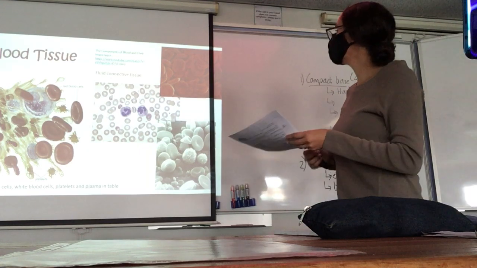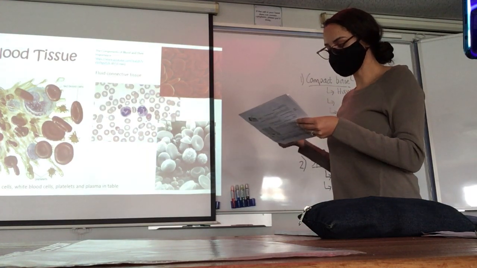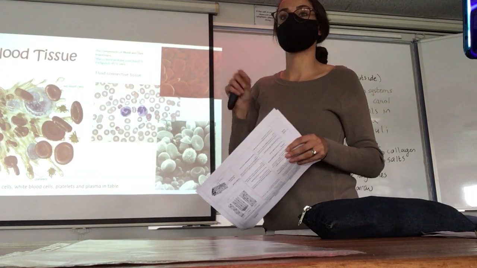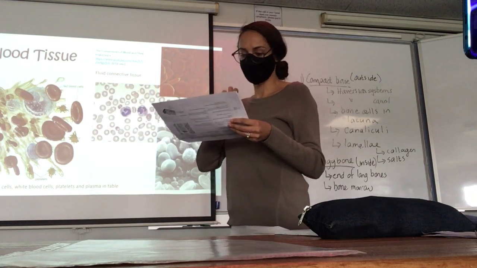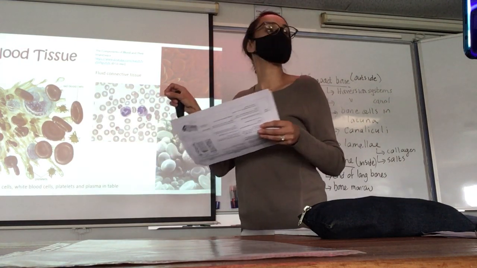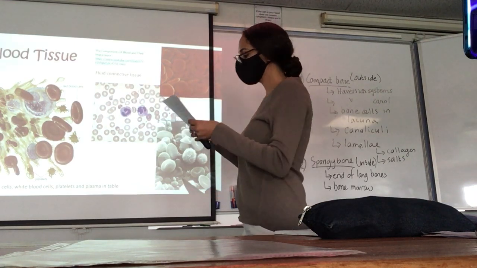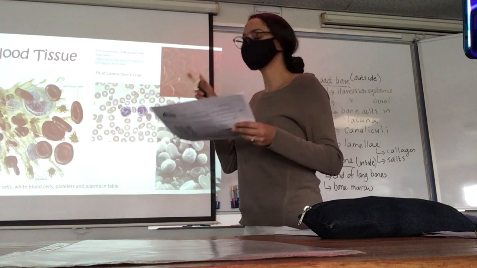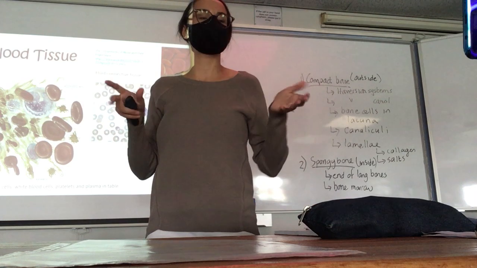All right. So if we look at our table here, we know that they're biconcave. They have no nuclei, and they contain the pigment hemoglobin. Which we discussed in terms of carrying oxygen and what the colors would be. What is quite interesting is that these red blood cells survive for 3 months.